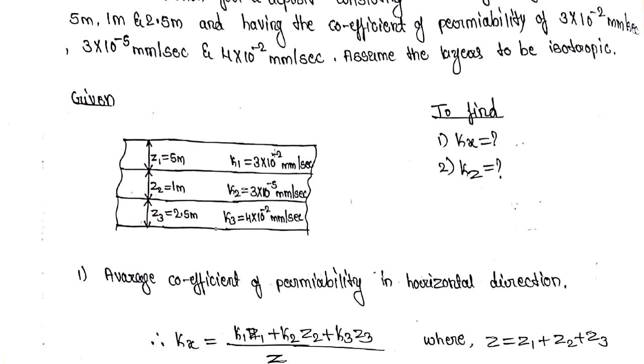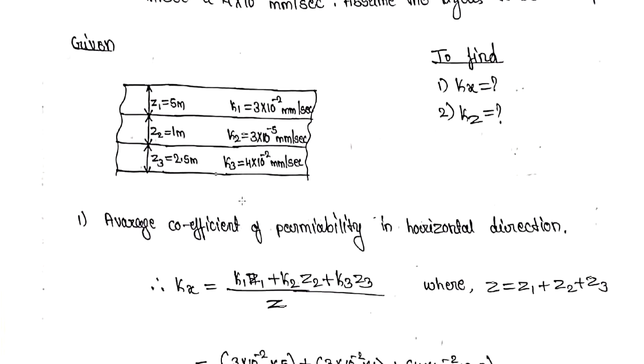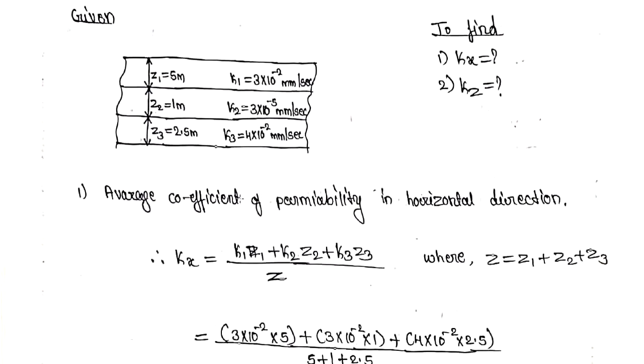K1 is 3 into 10 to the power minus 2 mm per second. Similarly, K2 and K3 they have written. So you can see over here K1, K2, K3 they have written. In the same manner I am going to substitute the values.